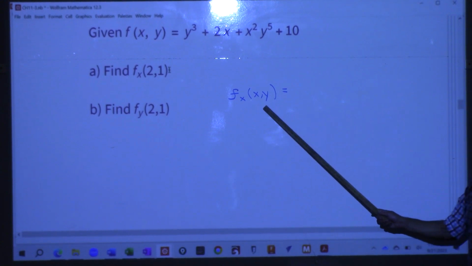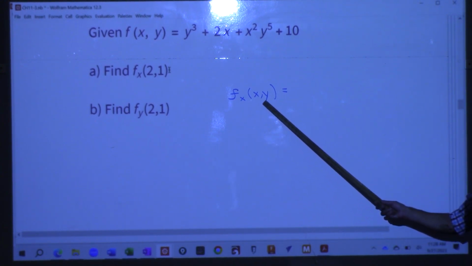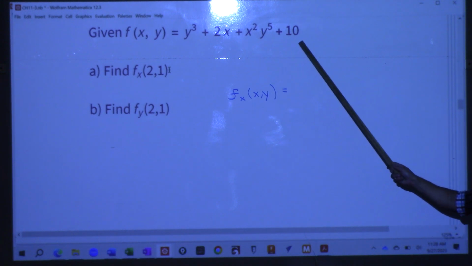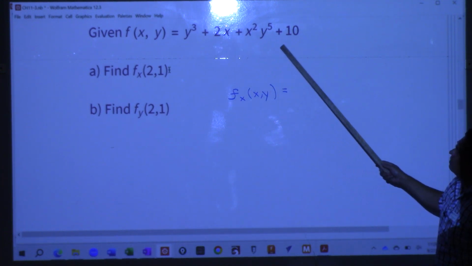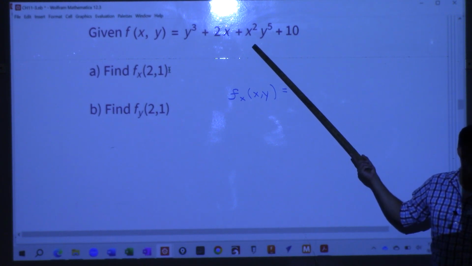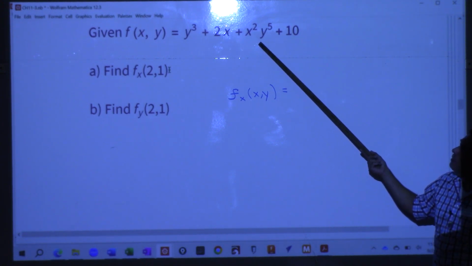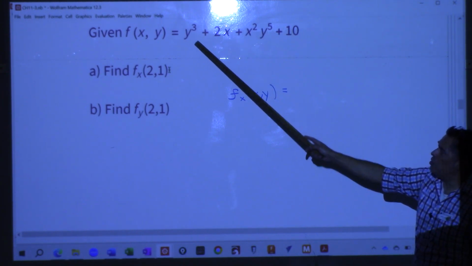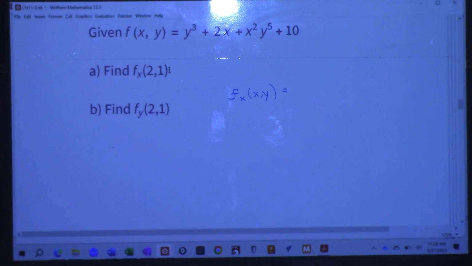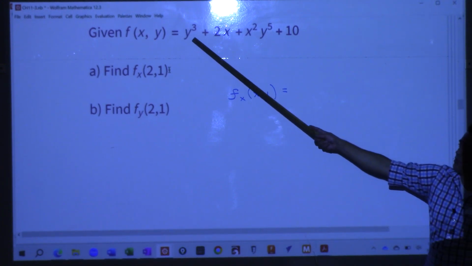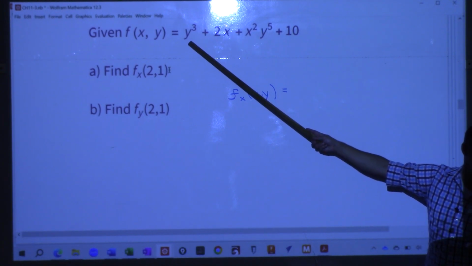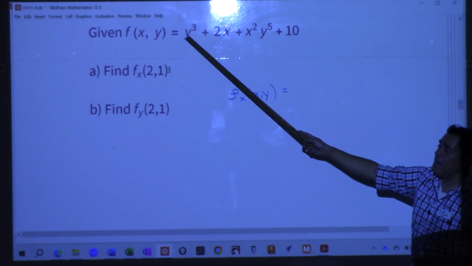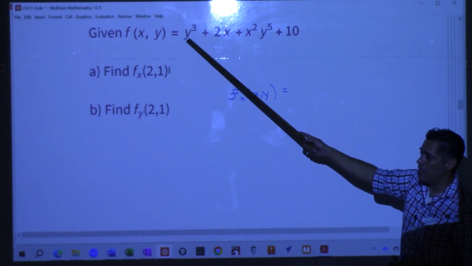So when I do this, what am I holding as a constant? Y. Let's start looking at this and take the derivative of this function. This is an example of a polynomial function of two variables. I have a bunch of additions, so I can do them one by one. What's the derivative of y cubed? 3y squared, if y was a variable. Is y a variable here? No, y is a constant. So imagine just plugging a number into this: 2 cubed would be 8. What would the derivative of that be? 0. Because y is a constant, that's a constant, and the derivative of that is 0.